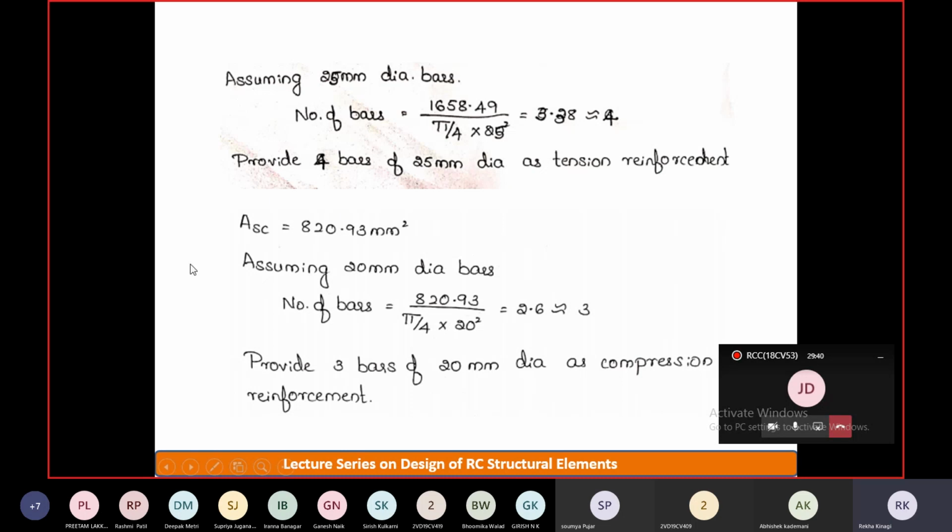Now the value of ASC is 820.93 mm square. Here also we need to compare this value of ASC with ASC minimum.